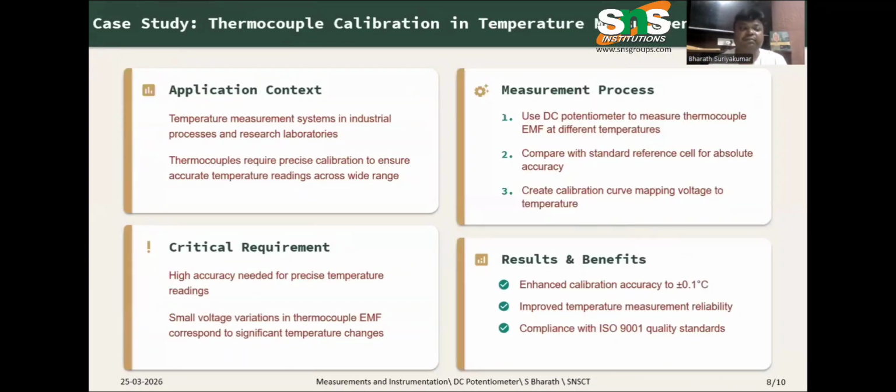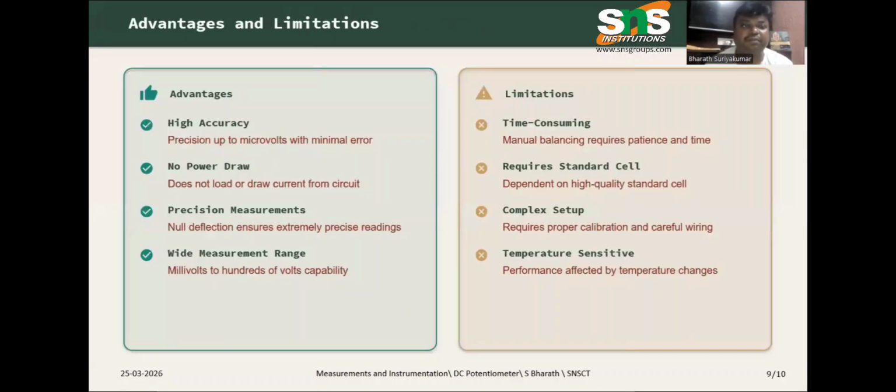A small case study: a temperature measurement system in industrial processes and research laboratories. Thermocouples require precise calibration to ensure accurate temperature reading across a wide range. The measurement process uses a DC potentiometer to measure the EMF at different temperatures, compares with a standard reference cell for absolute accuracy, and creates a calibration curve mapping voltage to temperature. The results and benefits are enhanced calibration accuracy to plus or minus 0.1 degrees centigrade, improved temperature measurement reliability, and compliance with ISO 9001 quality standards.